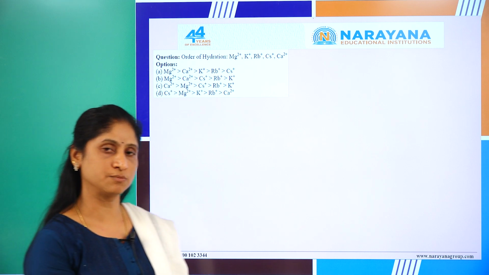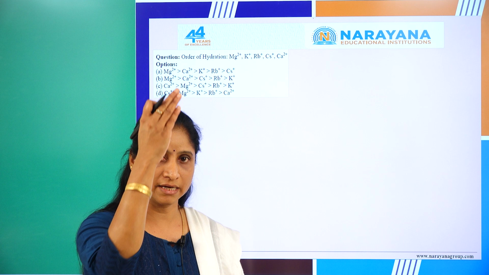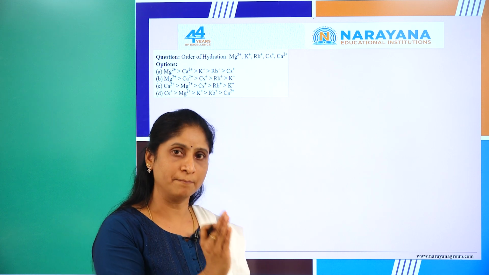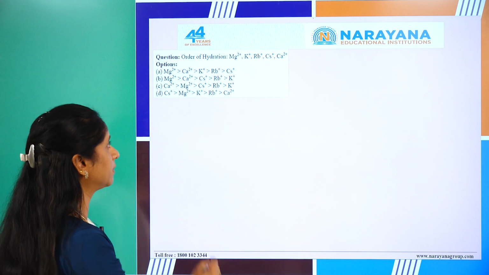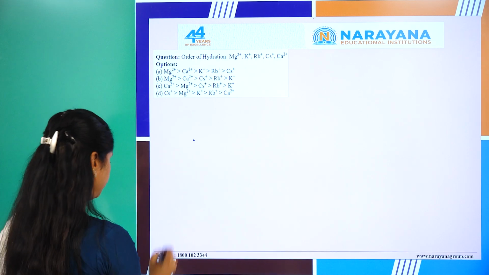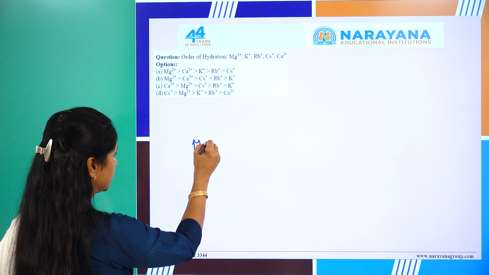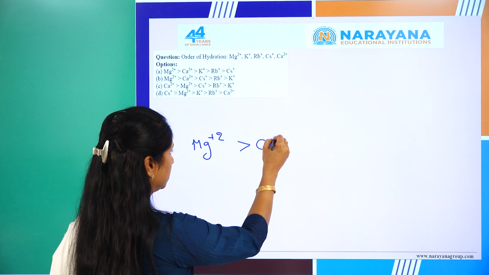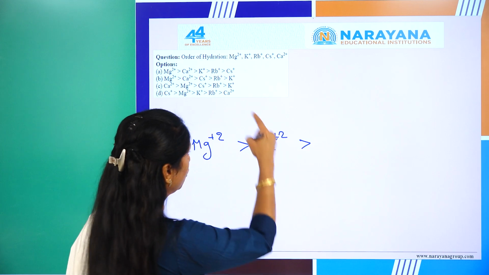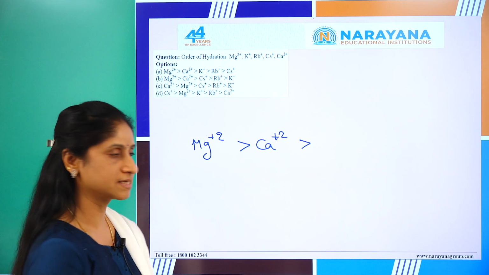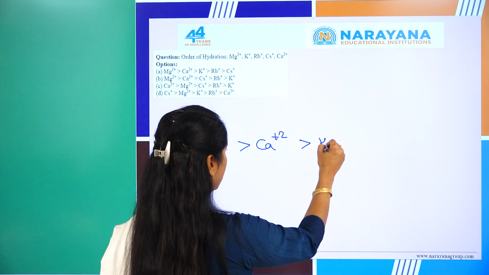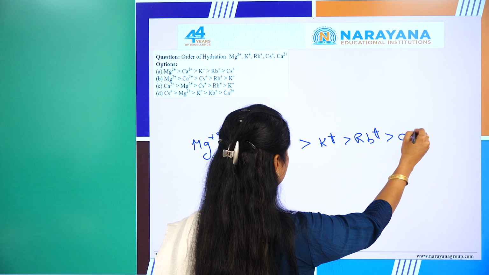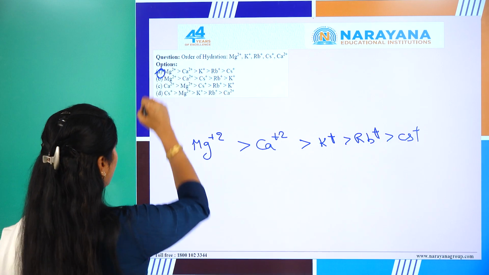Alkaline earth metal ions are smaller than the alkali metal ions, and down the group the size of the ions increases. So by combining all these factors, the best order we can go with is: Mg2+ is the smallest ion among all these. Next, calcium ion. Down the group of alkali metals size increases, potassium ion greater than rubidium ion greater than cesium ion. Hence the correct answer can be option A.